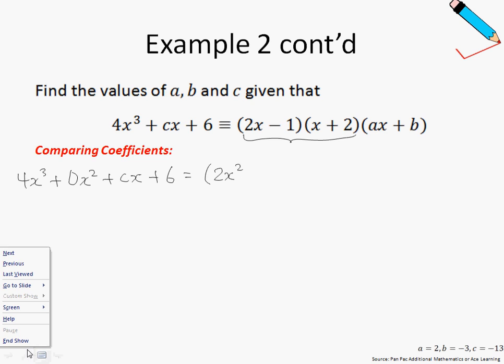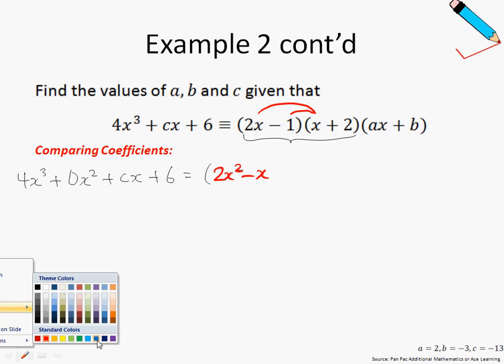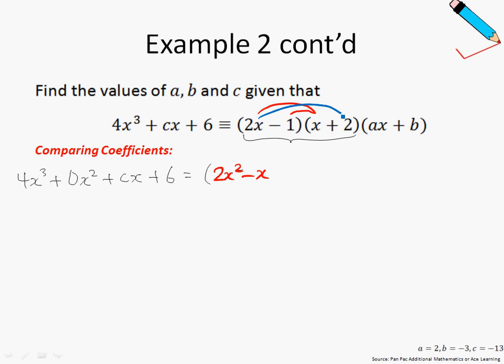Sorry, let me just draw it over here. So 2x times x gives me 2x squared. Negative 1 times x gives me negative x. Use a different color to show you. So 2x times 2 gives me plus 4x, and then negative 1 times 2 gives me negative 2. Okay, let's move on to just simplify this a little bit. And this is 2x squared plus 3x minus 2, times ax plus b.